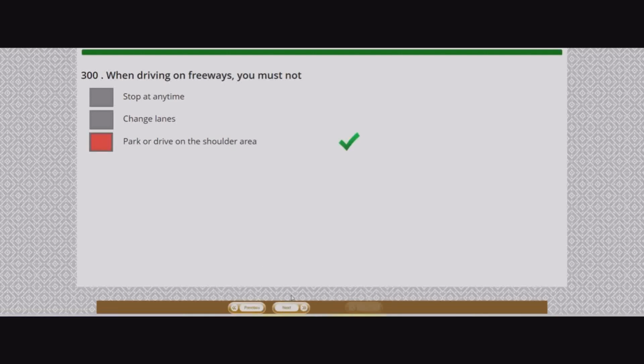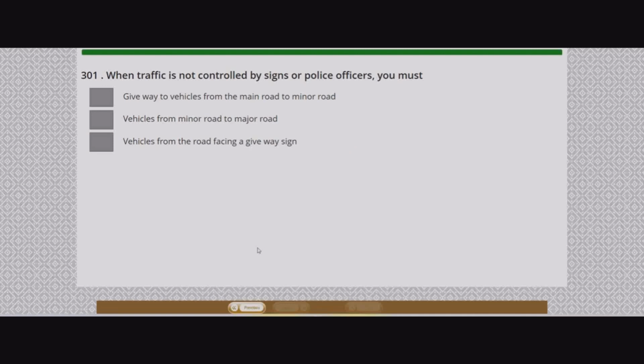When driving on freeways, you must not park or drive on the shoulder area. When traffic is not controlled by a sign or police officer, you must give way to vehicles from the main road to the minor road.